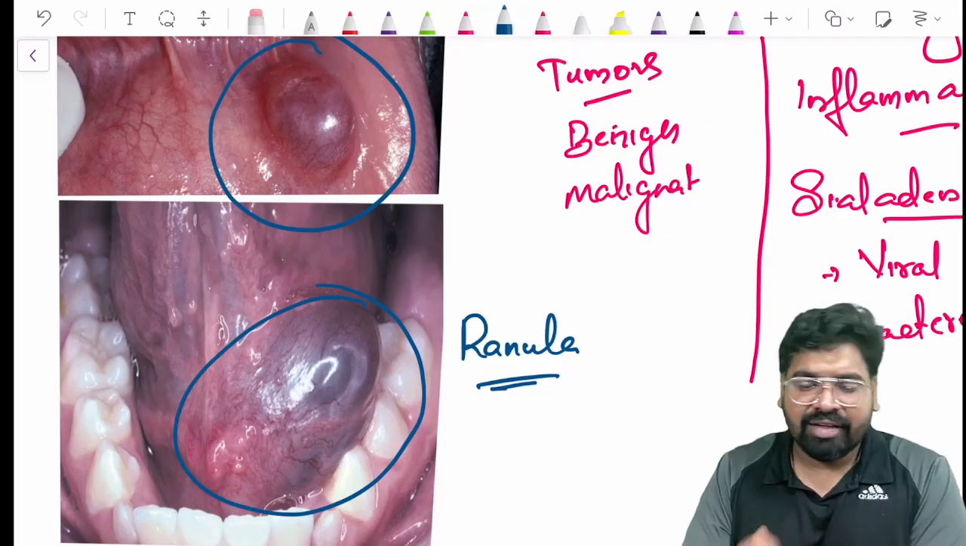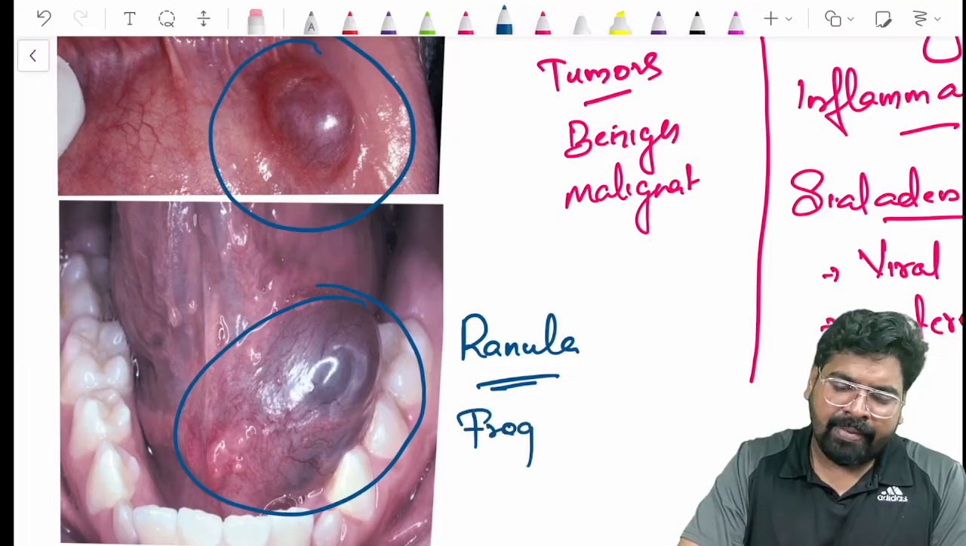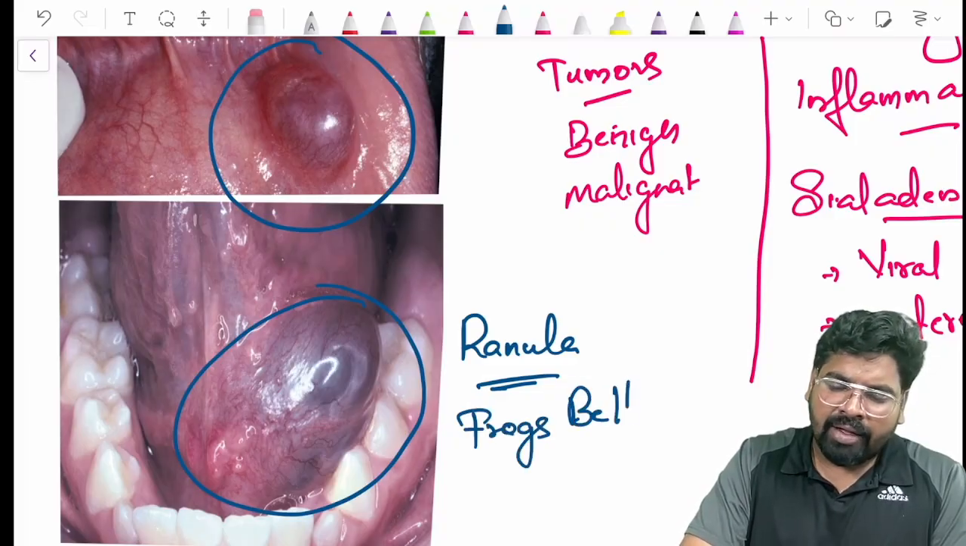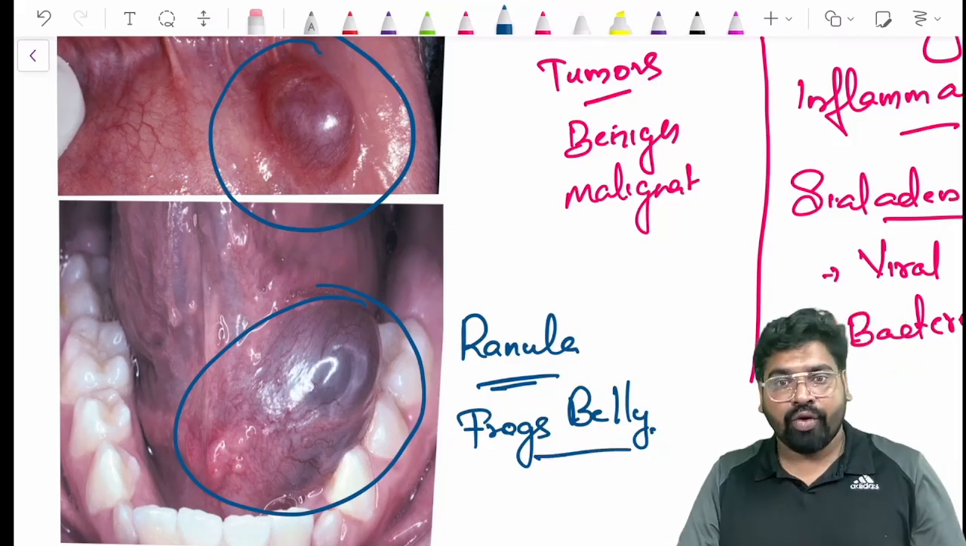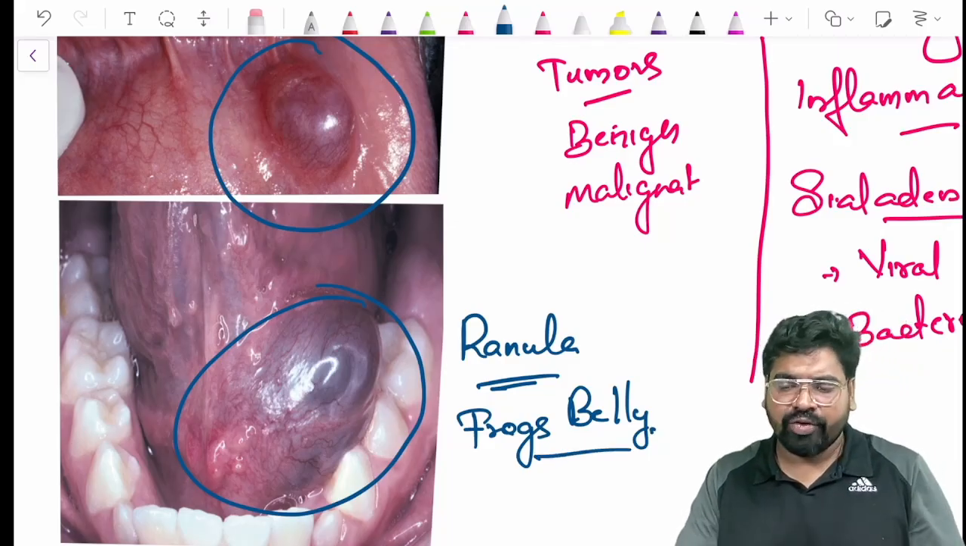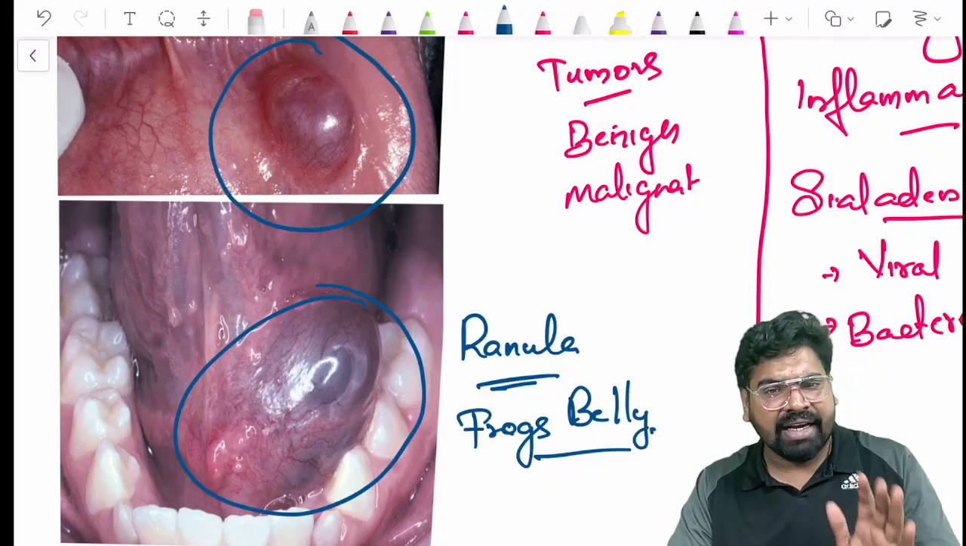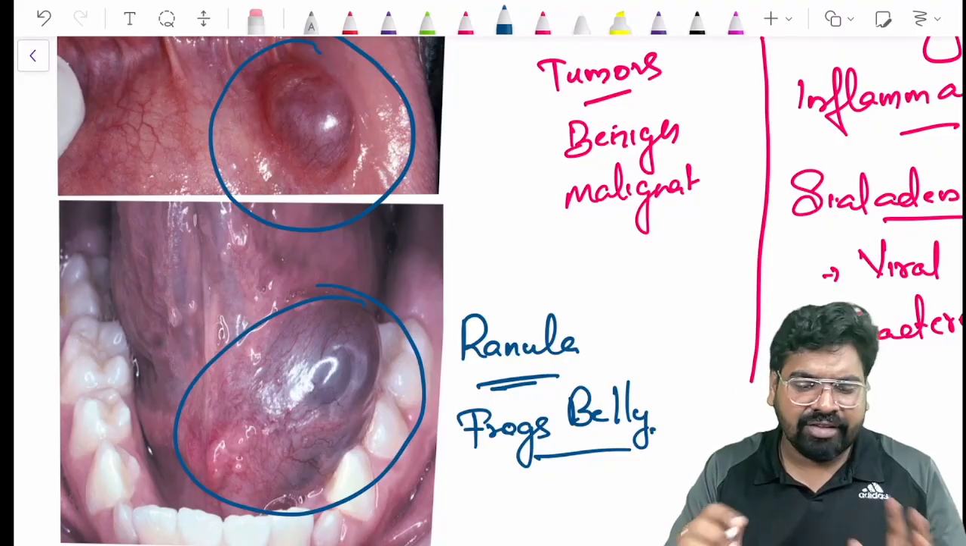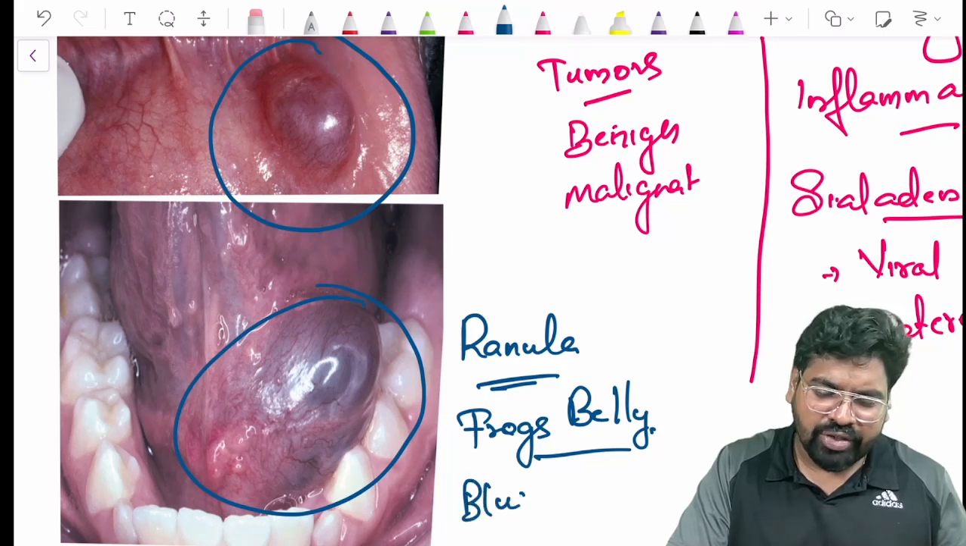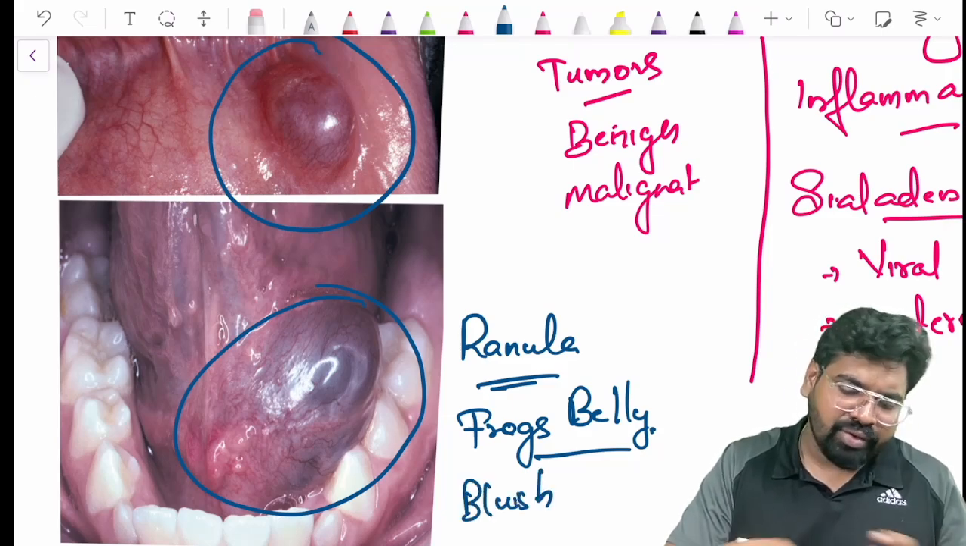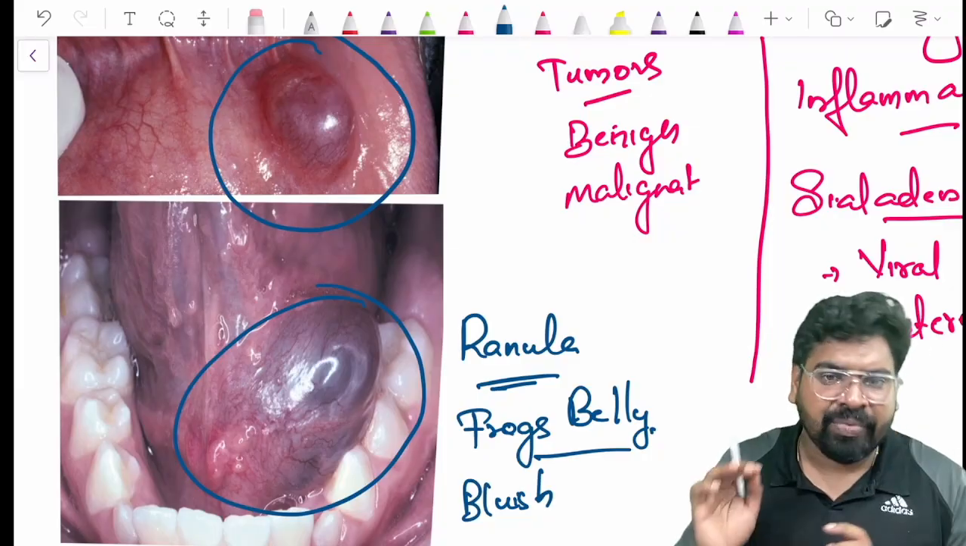Ranula, why do we call it that? It is like a frog's belly. Ranula is something related to a frog, so it denotes a frog's belly. It is smooth and bluish, like a frog's belly. It is soft and bluish in color, right? This is due to the vessels there. Can you see that in the picture?